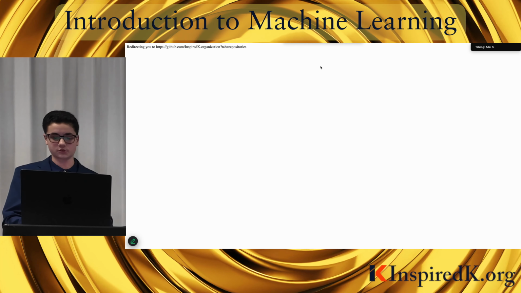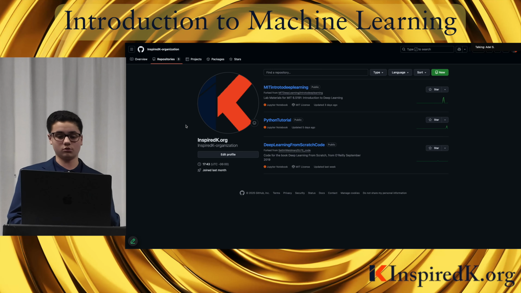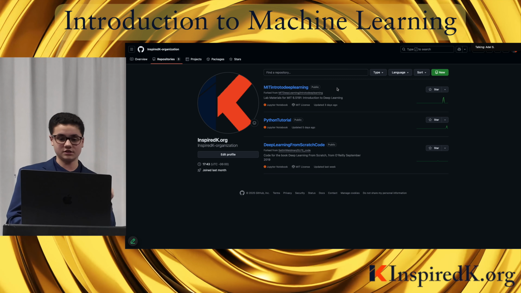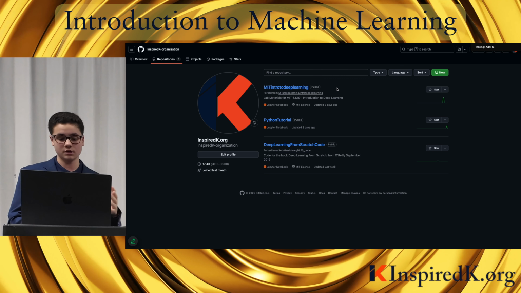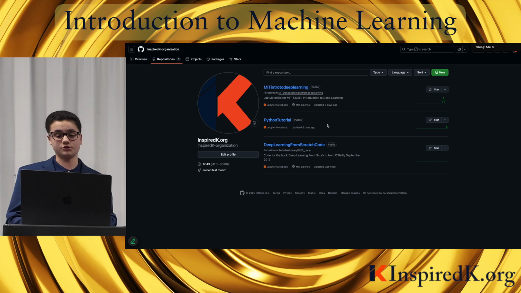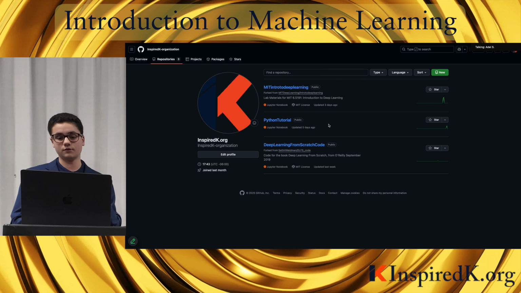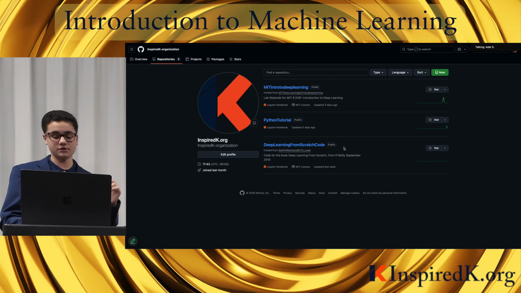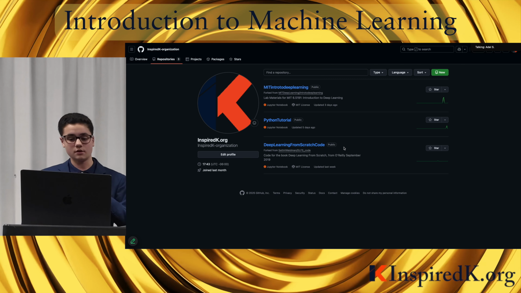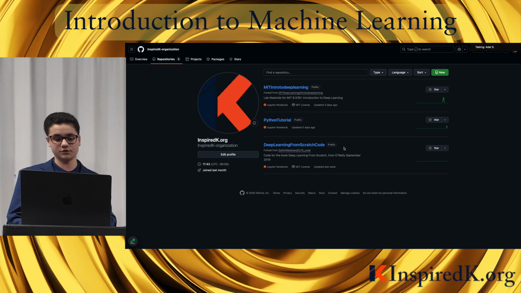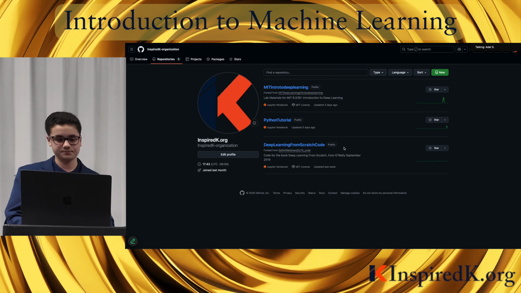All of the labs for this course can be found on the InspiredKid.org GitHub. Currently we have some labs from the MIT Introduction to Deep Learning course, a Python tutorial that we're also going to be going through today from the Stanford CS 224N course, as well as many different files of code that are associated with one of the books I'm going to be using as reference for this course.